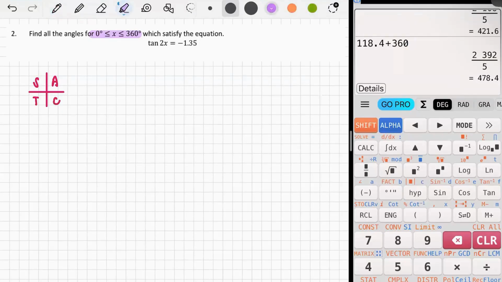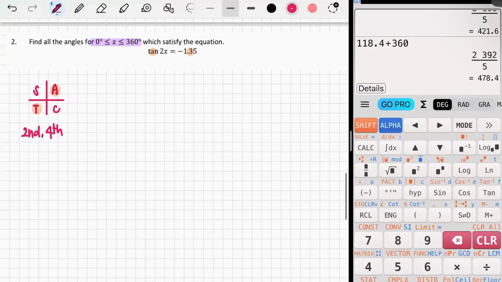ASTC. So what we have is tangent is negative. So when tangent is positive, is this two, right? So the other two. So it will be my second as well as my fourth quadrant. Okay, second as well as the fourth. So that's step one. Step two, find your basic angle.